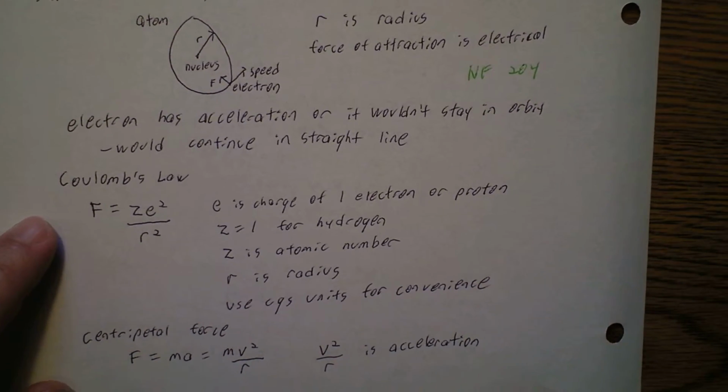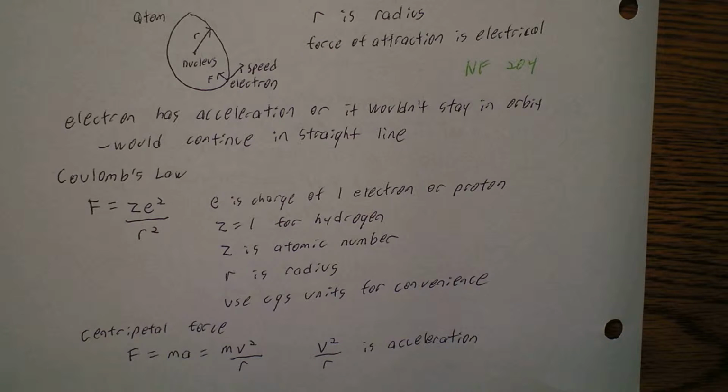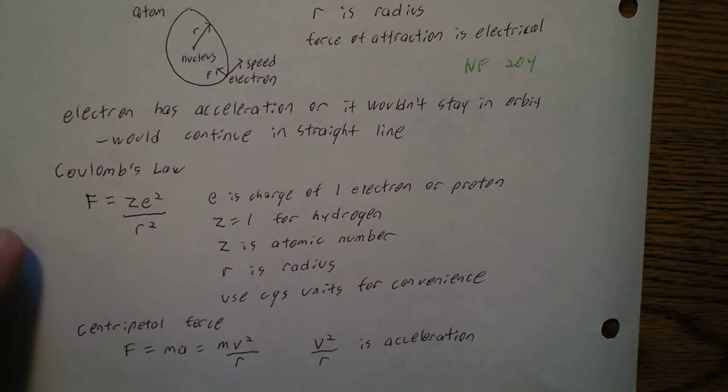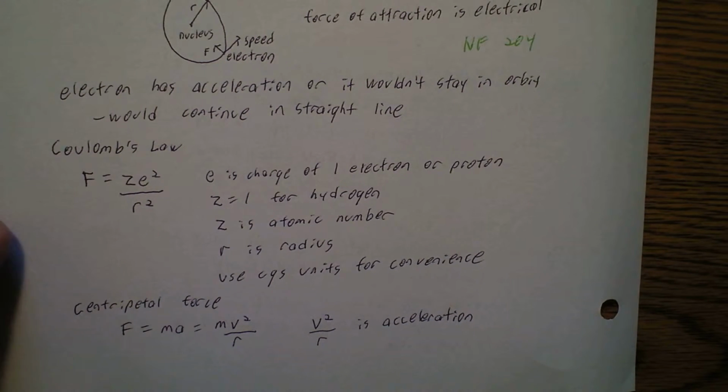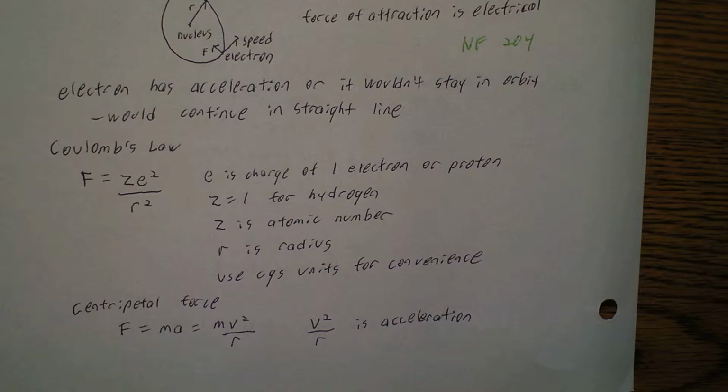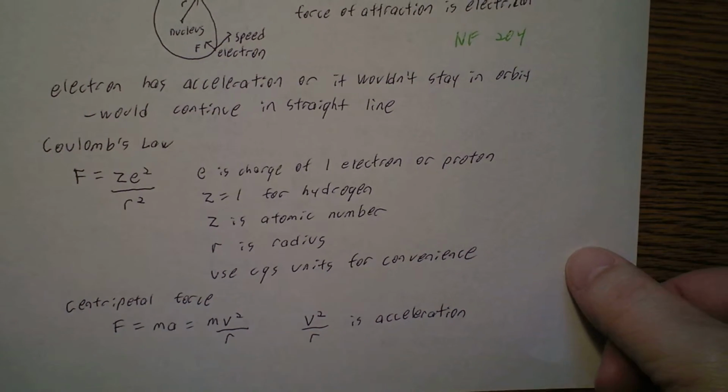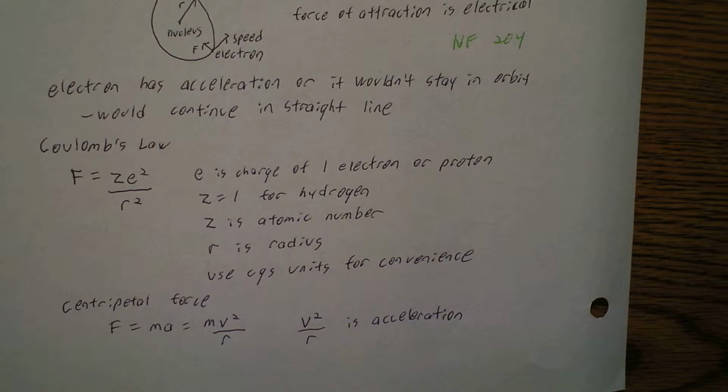So Coulomb's law is that force is equal to Z e squared over r squared. So remember, e is the charge of just one electron or proton. Z is equal to 1 for hydrogen. Z is the atomic number. r is the radius again. And then the units work out better if you use CGS units.